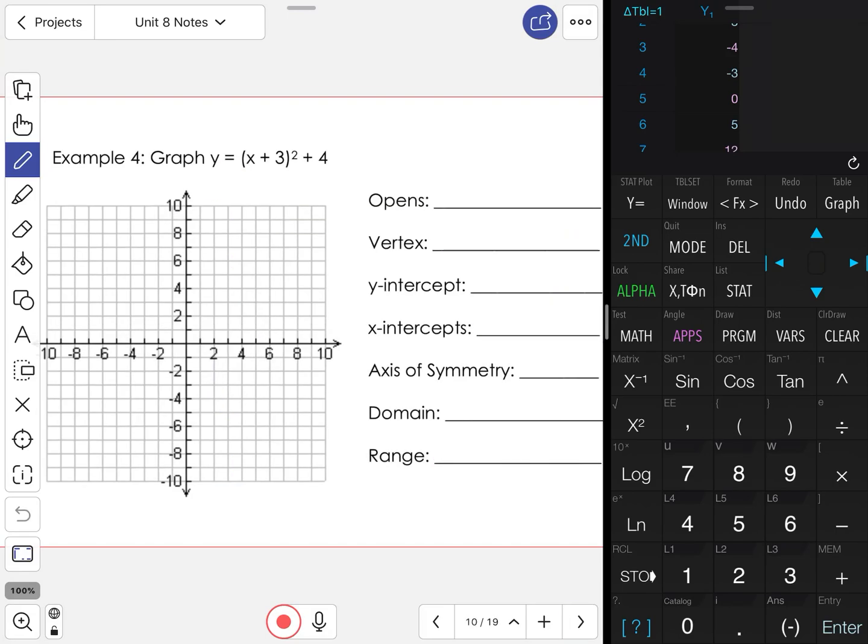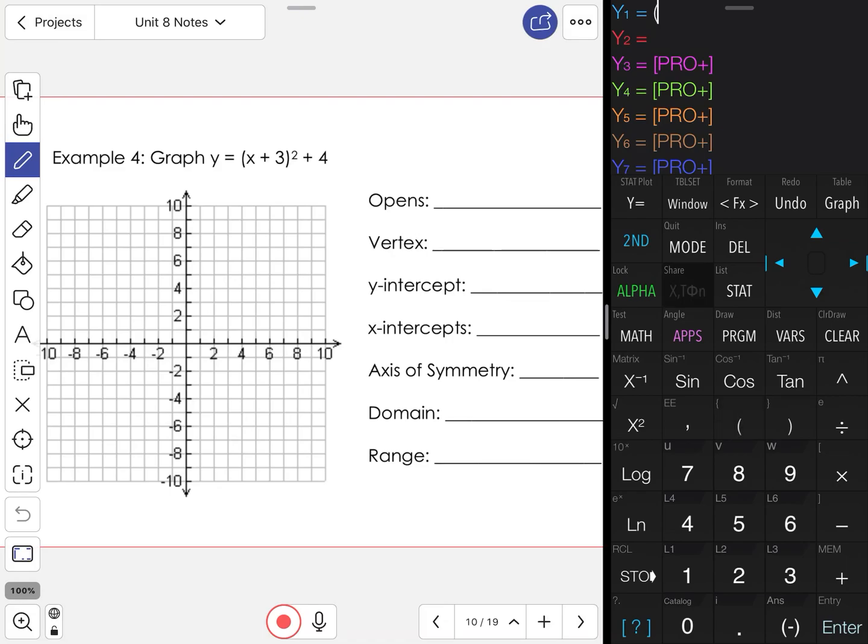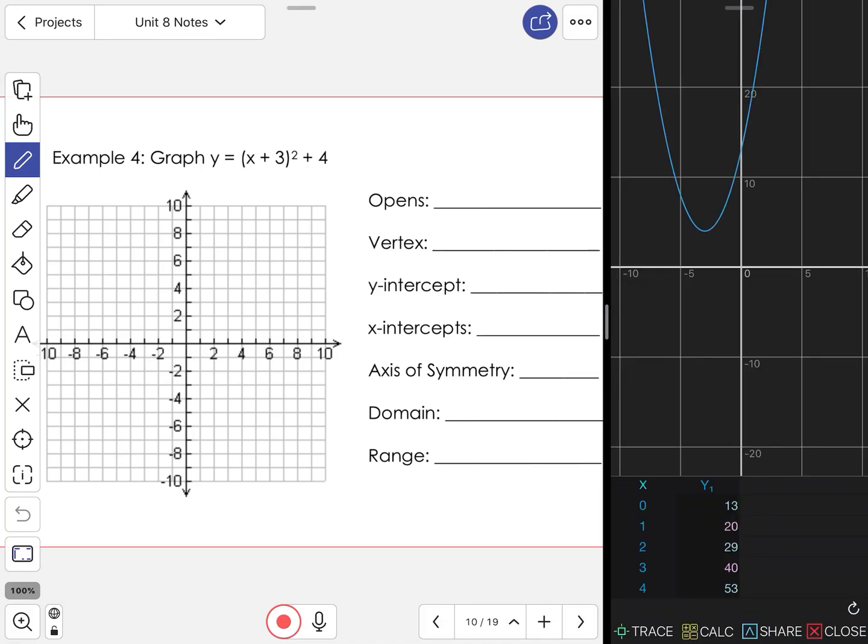Okay, let's do another example. So now it looks like we're changing our negatives to positives. So let's type in (x + 3) squared + 4. And we're going to go to our graph and see what it looks like. So now it looks like we're moving to the left and up this time. So notice kind of what's happening with these movements in our graph and what our equation is looking like. We're going to talk about it at the end.